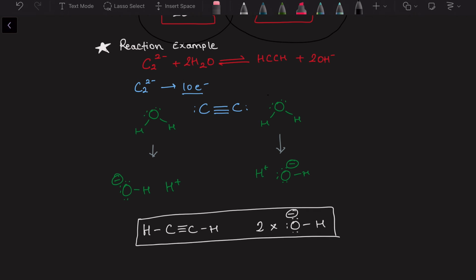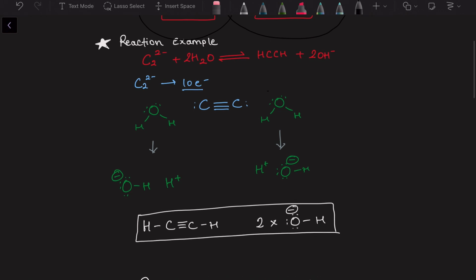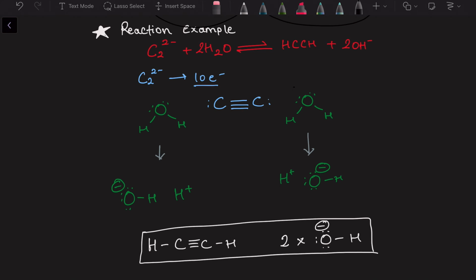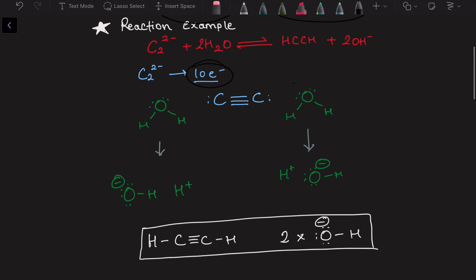The reaction is C2 2- plus 2H2O forms HCCH plus 2OH-. So it forms ethyne and hydroxide. The first step is always to form Lewis structures. C2 2- contains 10 electrons, and when we go through the steps of forming Lewis structures, we form something like this. Each carbon has a triple bond with another carbon and a lone pair. And of course, when you look at the formal charges, each carbon will have a negative formal charge because it has 5 electrons around it.